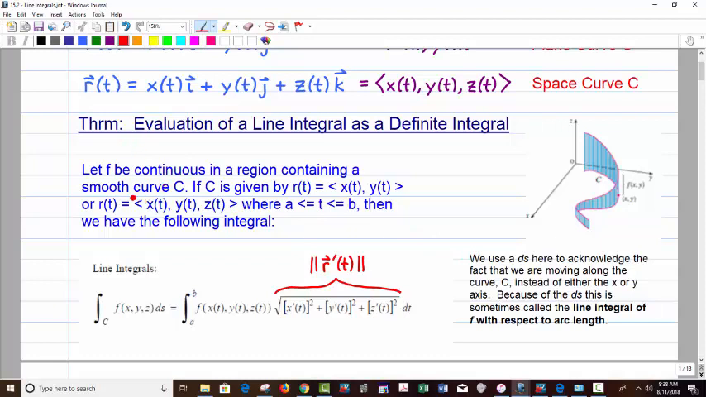So let f be continuous on a smooth curve C. C is given by either x of t, y of t, or x, y, z, where t is between a and b. So it kind of gives you your limits of integration here. And then we have the following integral. They use C as a common notation there for line integral. Once again, C probably kind of means curve.